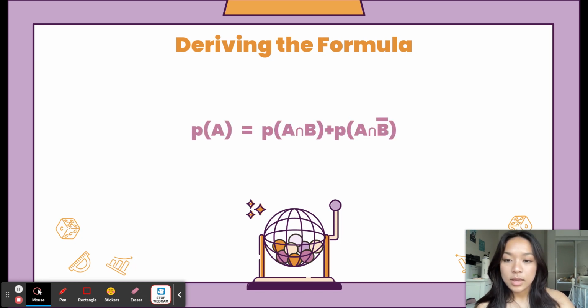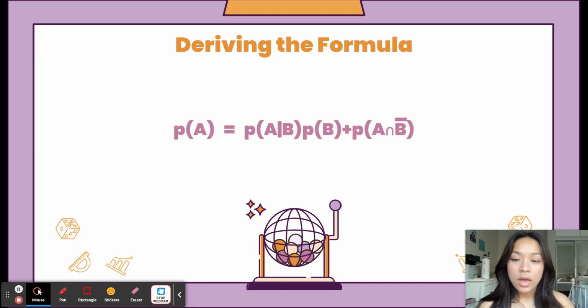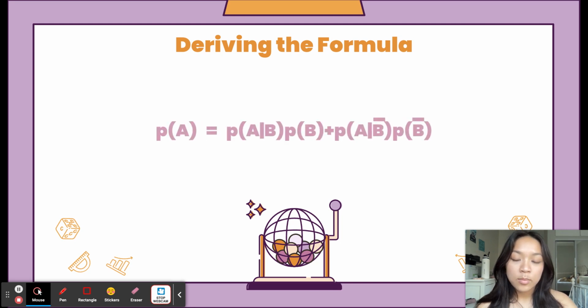Now we can put those in terms of P of A, and so now we can use that so that we have this equation, and once we substitute A intersect B using the relationship from earlier, we can substitute that for A given B multiplied by B. And doing that same thing with A intersect B complement, we have P of A is equal to A given B multiplied by B plus A given B complement multiplied by B complement.